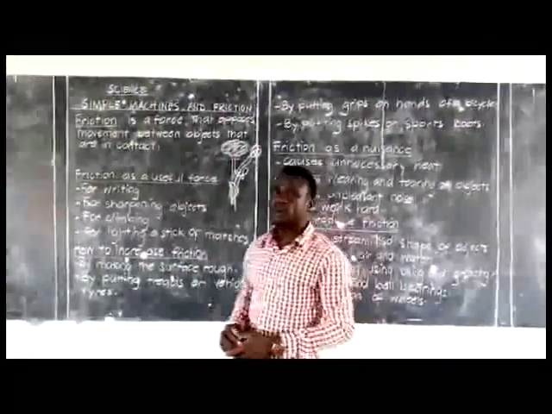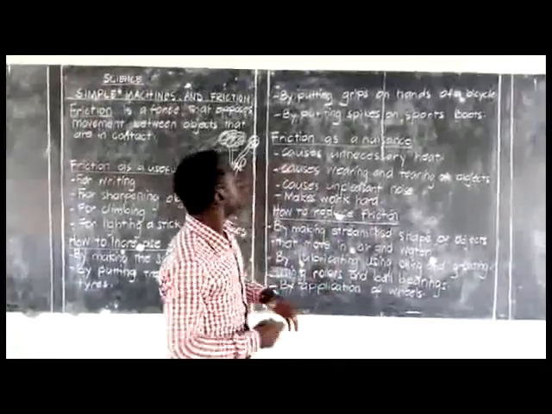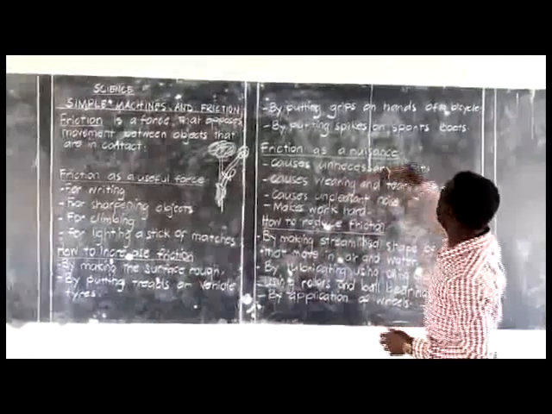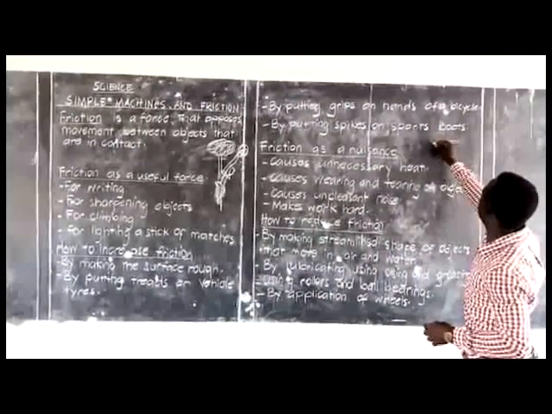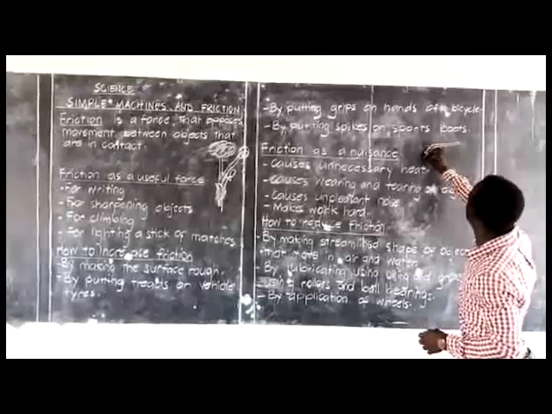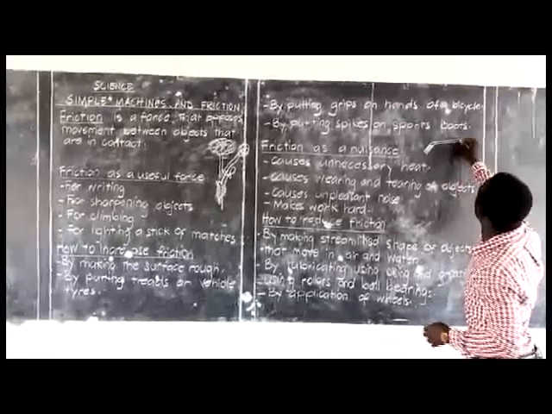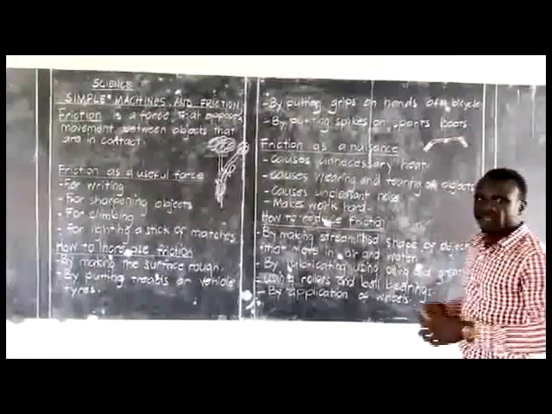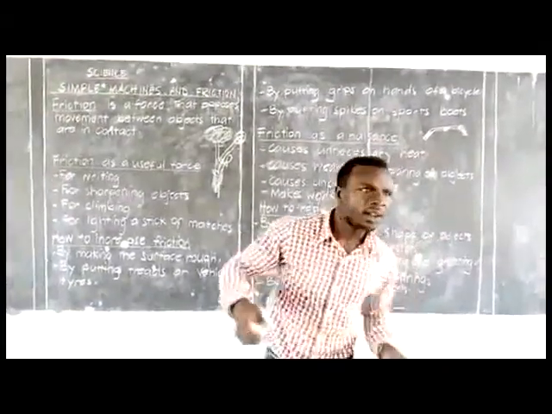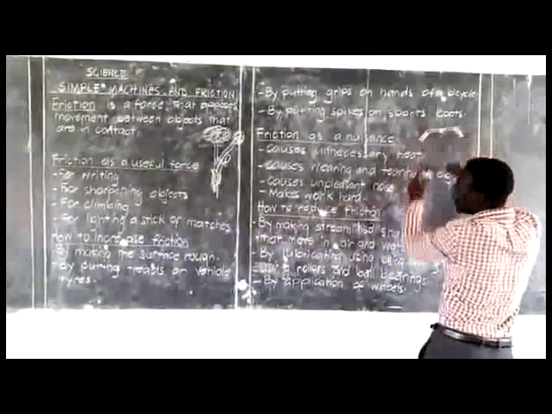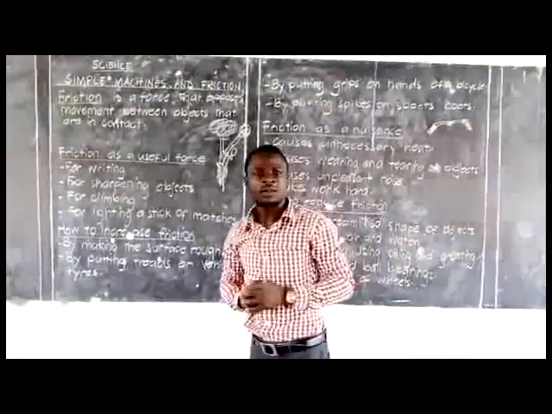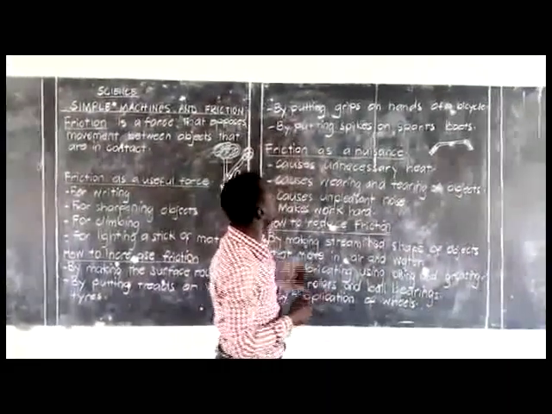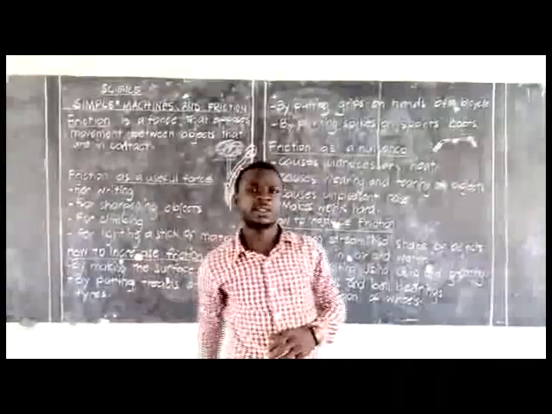Another way of increasing friction is by putting grips on the handles of the bicycle. You have a bicycle here. So normally grips are put here, so the person or the rider handles it here so that the hand does not slip away from the bicycle, leading to accident. We can also put spikes on sports boots.